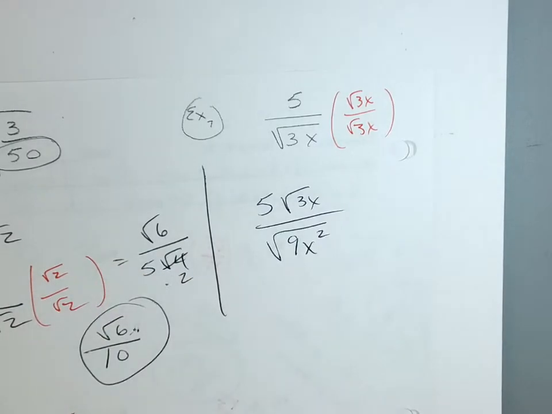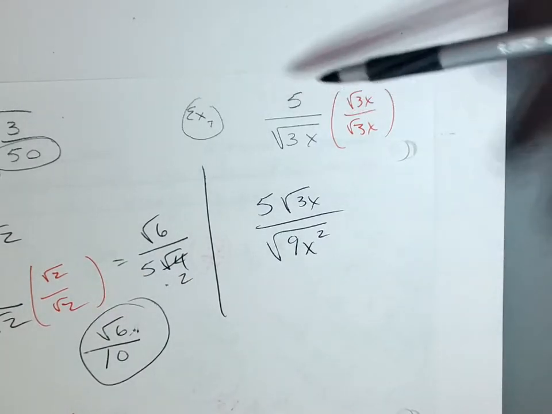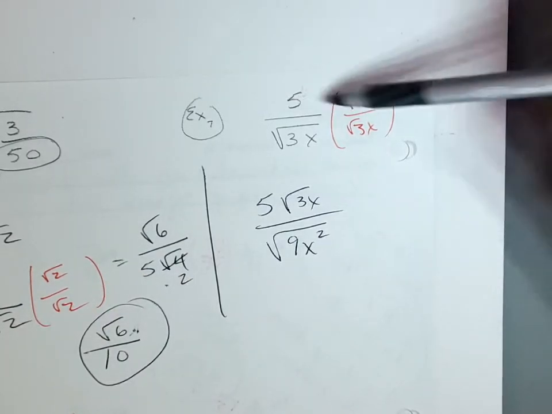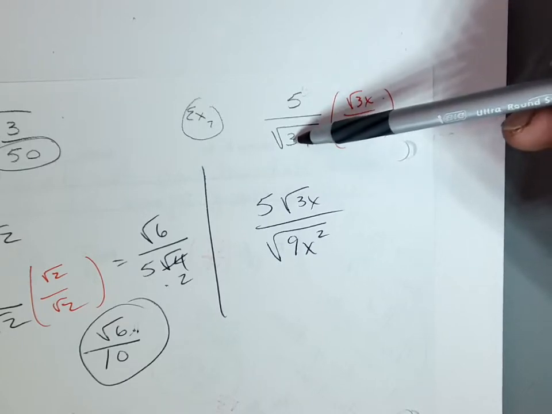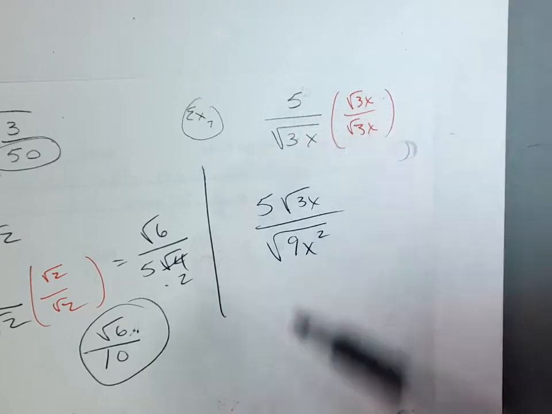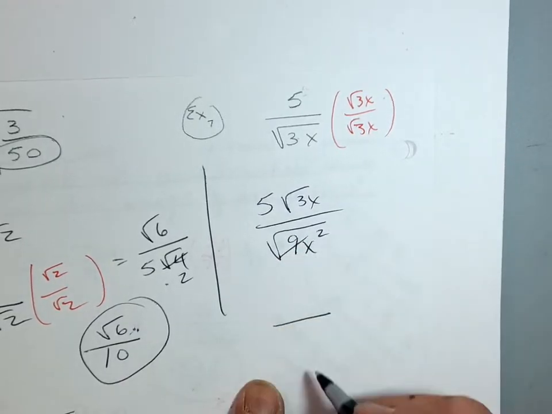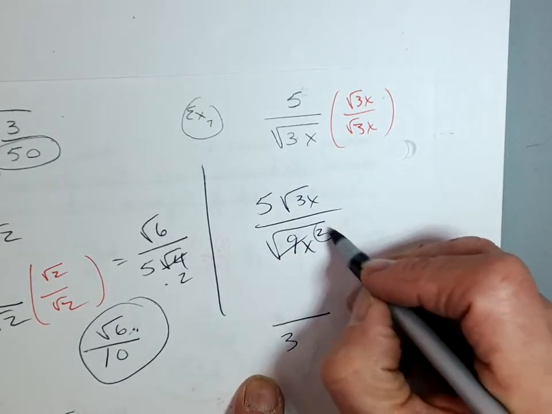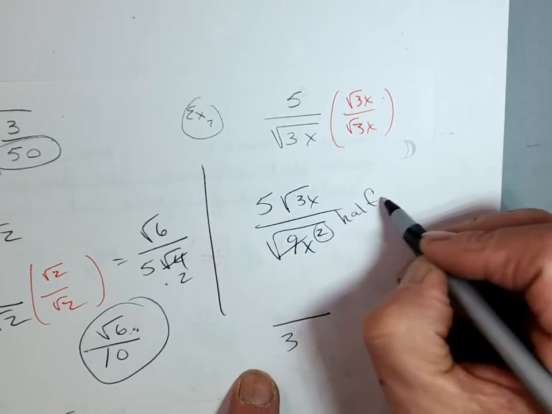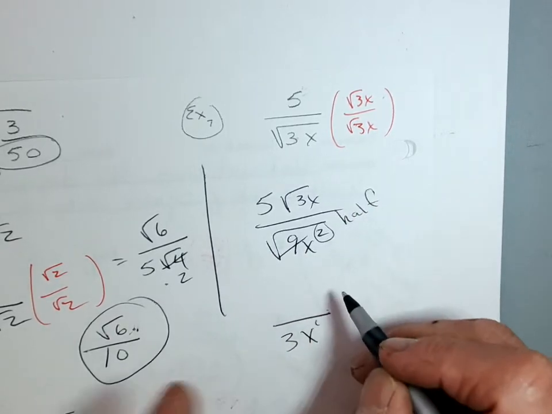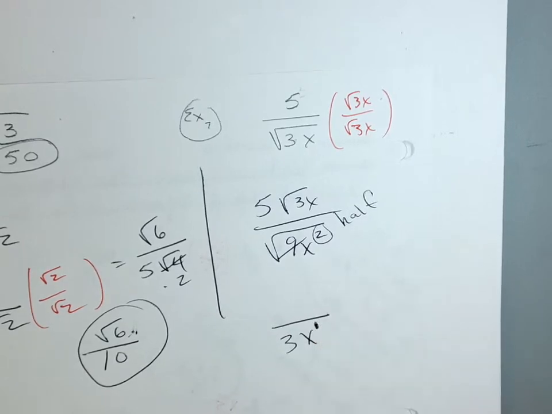Take a look at it. I've got my 5 square root of 3x, and on the bottom I've got my square root of 9x squared. But I can take the square root of both of those, right? So the square root of 9 is 3, and if I take half my exponent, I get just x to the 1. I don't need the 1, but I'll put it there anyway, okay? So the square root's cleared. No more square roots.